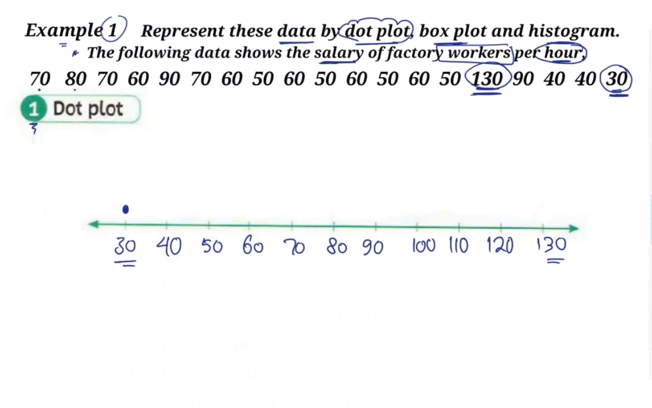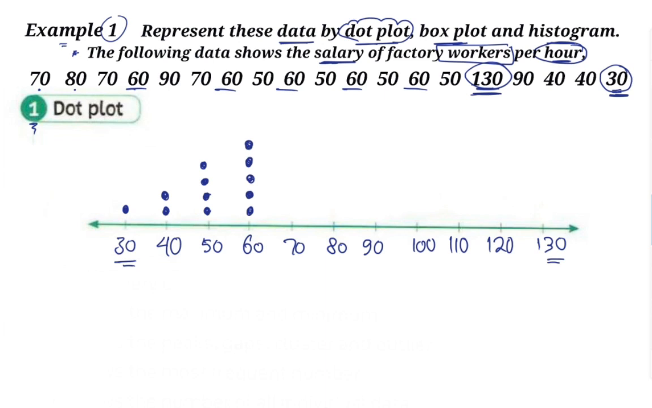Every point indicates 1 worker. Okay, 40. If you look here, you will find 40. How many 40s here? Just 2, which means 2 workers. How many 50s here? If you count this 50, it will be 4 workers. So 4 points: 1, 2, 3, 4 points. If you look for 60, you will find 1, 2, 3, 4, 5. That means 5 workers. I will represent it by 5 points.